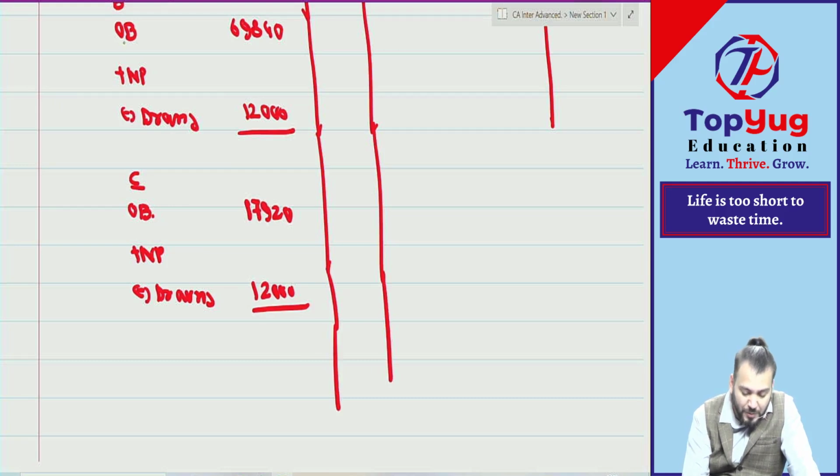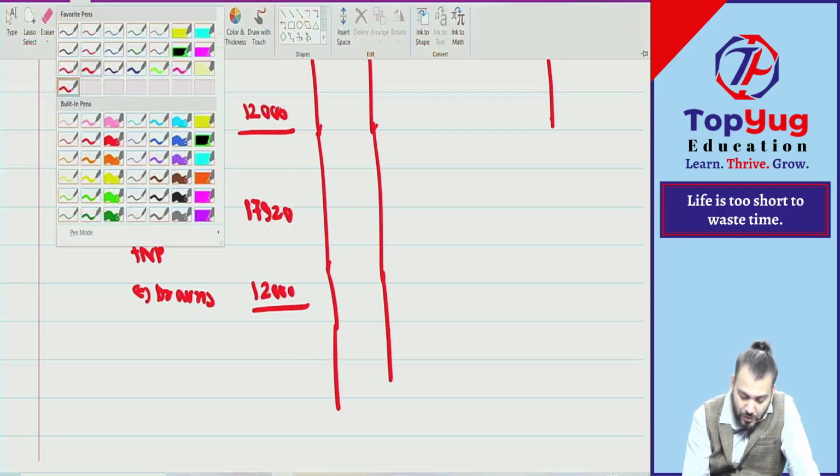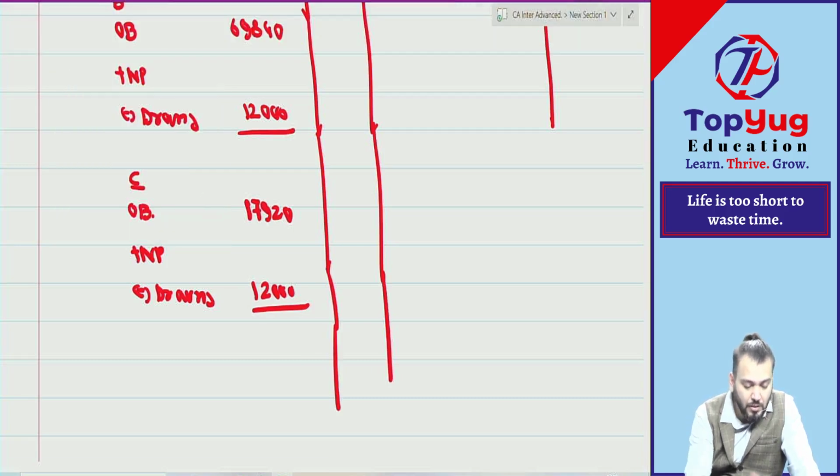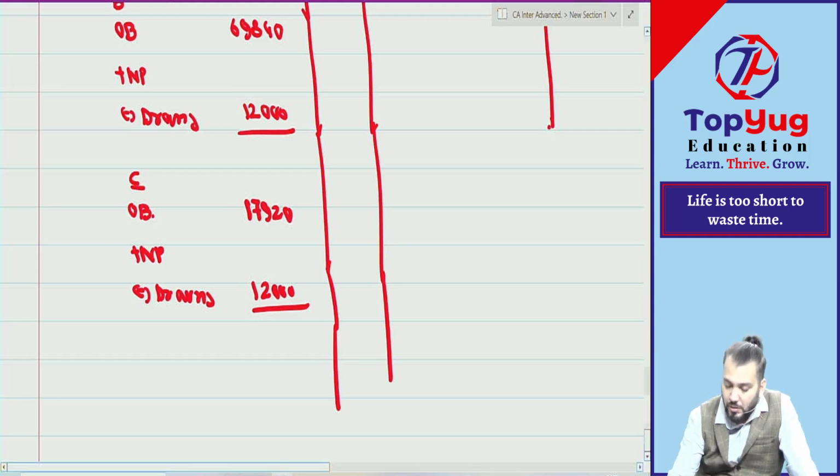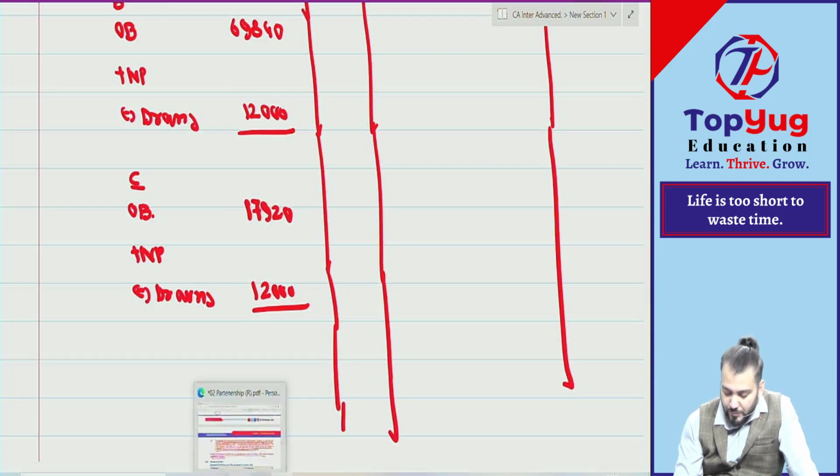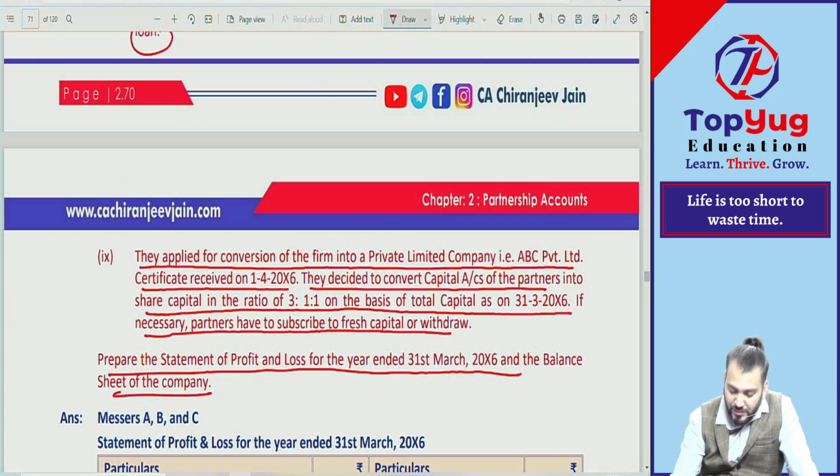Then liability, how much is given? Liability is nil. Liability is also nil. Okay, nothing there. Correct. Okay, let's see whether we have mentioned all assets and liabilities or not. We will check.